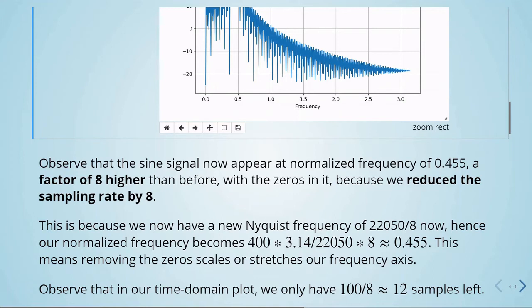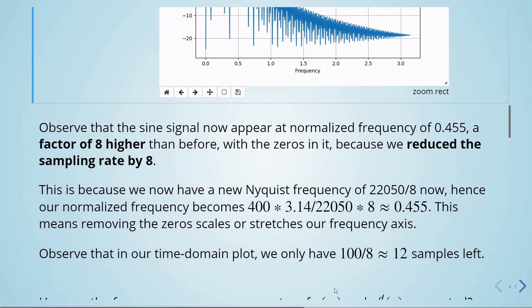And how can we explain this? We can explain this because now we have a new Nyquist frequency, which is 22,050 divided by 8, and our normalized frequency becomes the 400 Hertz we had times pi divided by the Nyquist frequency, times 8, and this is 0.455. That means that removing the zeros scales or stretches our frequency axis.